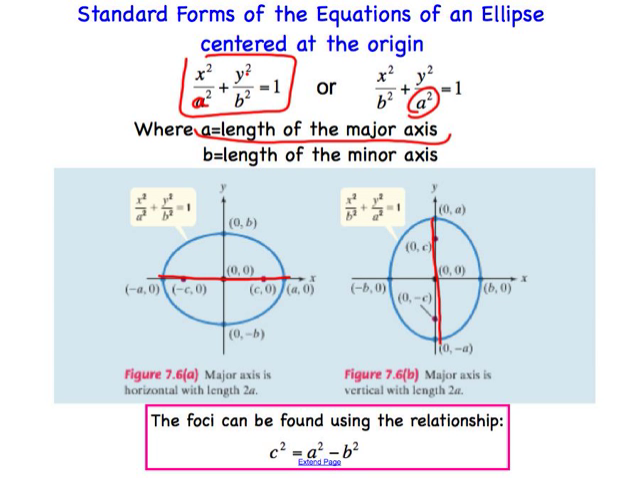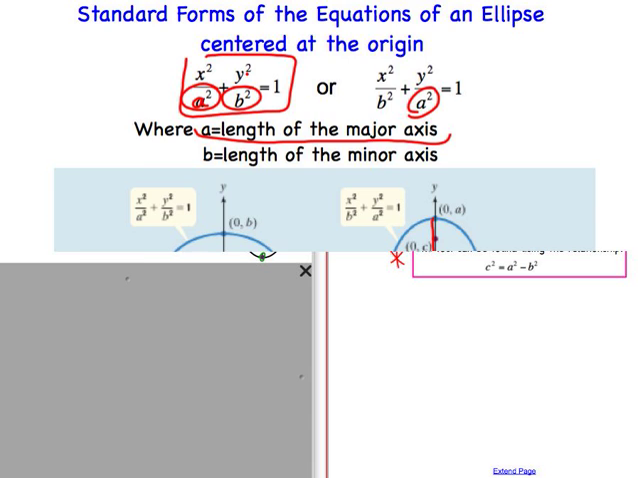Here's the key, though. The foci will always be found using the relationship a squared minus b squared. So it will always be the difference between those two values that appear in the denominator in the rule for the ellipse. So let's take a look at this in action. So let's take a look at some examples to help us understand this better.